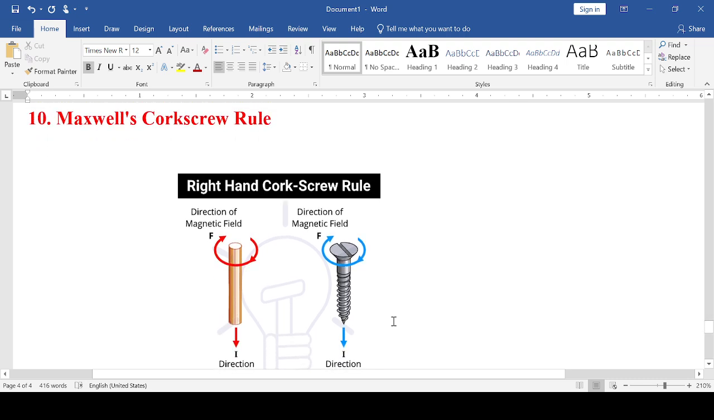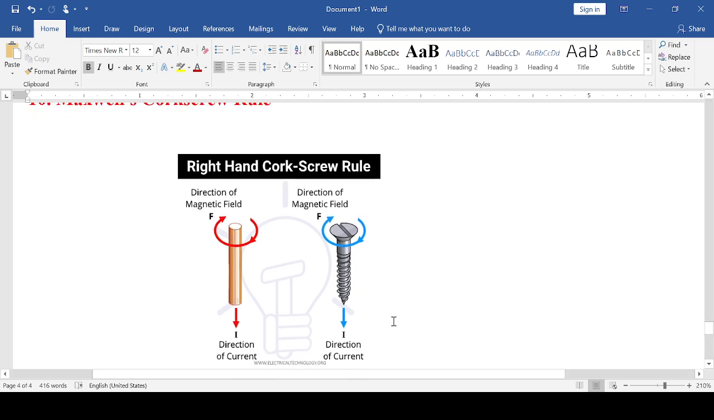Next comes the Maxwell corkscrew rule. Clockwise and anti-clockwise movement: if you are opening and closing a screw, you move in both directions, either clockwise or anti-clockwise. So, the direction of the magnetic field. Check the arrows and the colors properly. Clockwise and anti-clockwise, direction of current downward, and direction of the magnetic field in red.